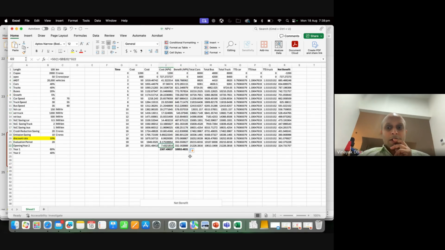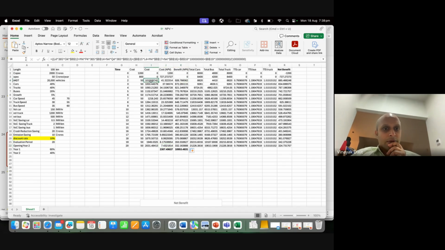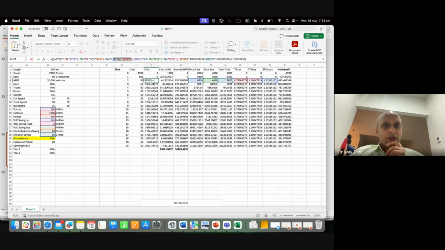All right. So I'll just go here. This is basically telling you the travel time savings. Then the next piece is associated to the operating cost, and that is very simple.